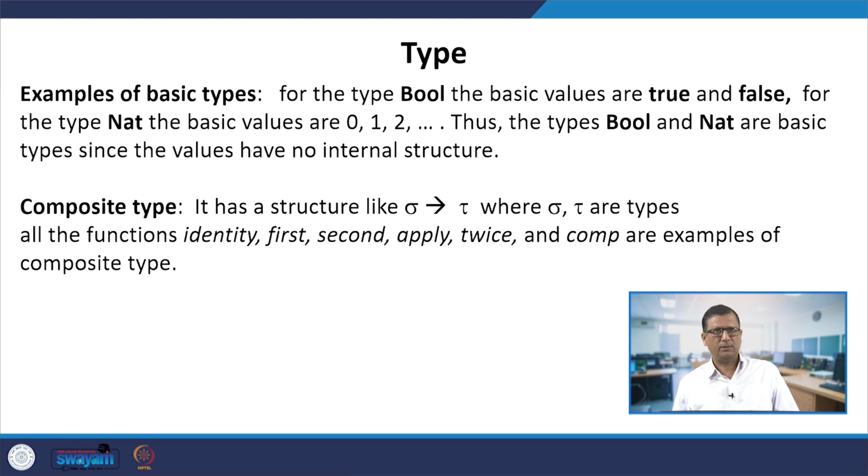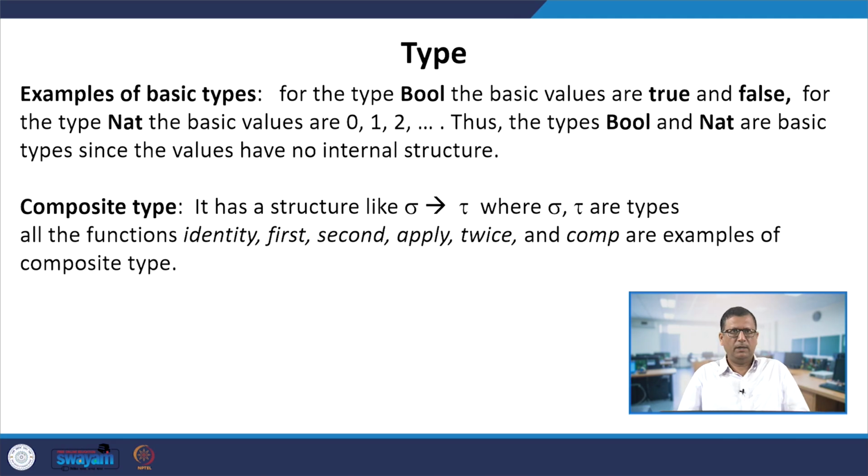Using these simple structures, we can construct a complicated structure, that is called a composite structure. The composite type is a structure like sigma arrow tau, where sigma and tau are types. So, that means if sigma is nat, say, and tau is also nat, we have nat arrow nat. If both are bool, it will be bool arrow bool. So, now this is the composite type. So, we have two kinds of types. One is a basic type, that is the simplest thing that we can have. Their values have no internal structure. Another is composite type, built from the basic types.